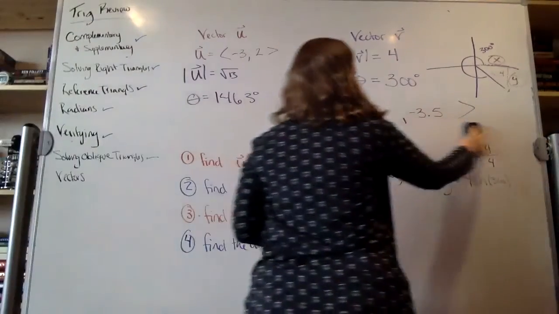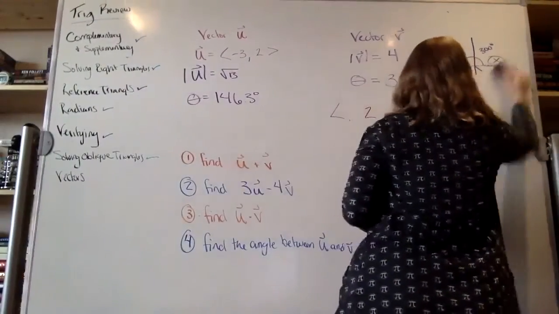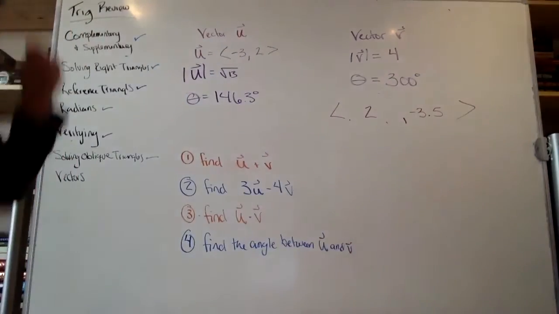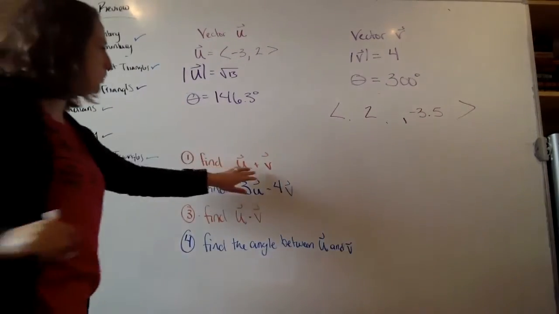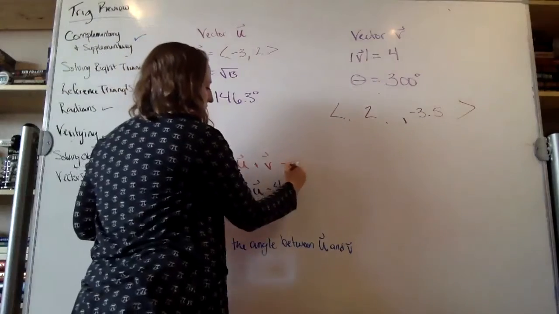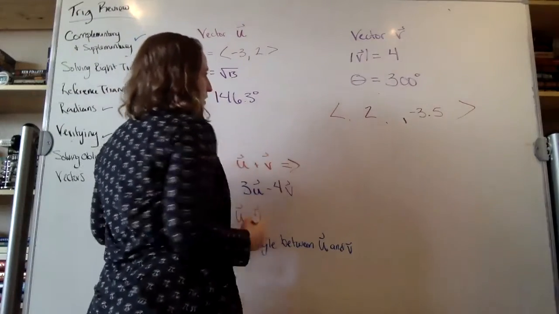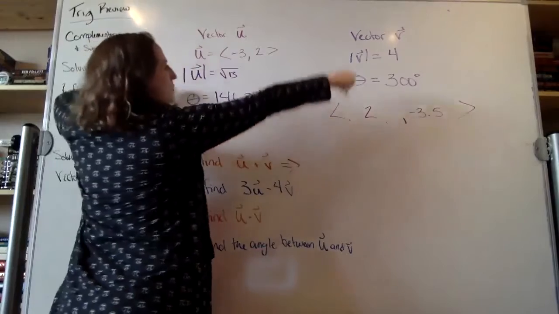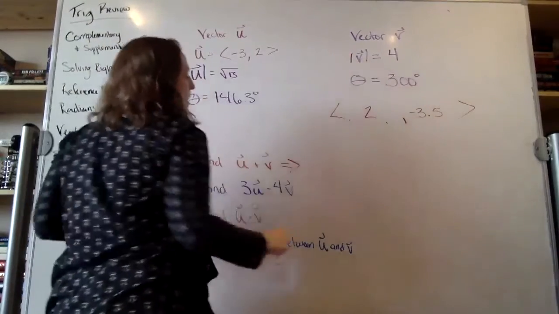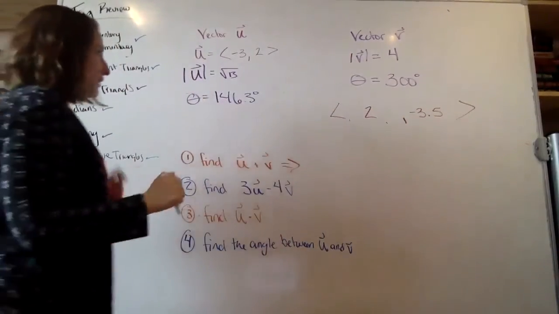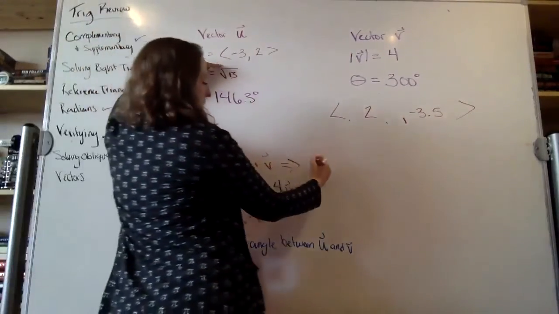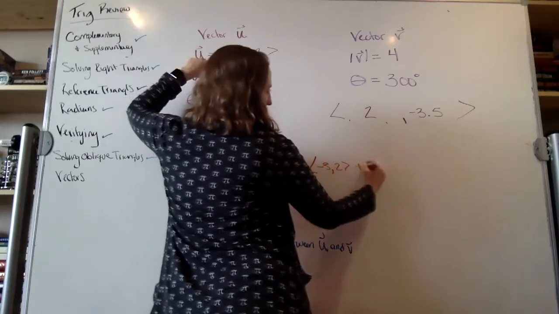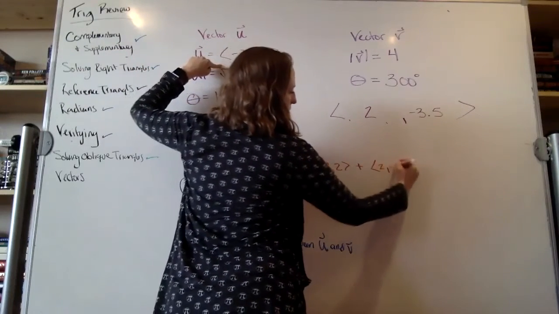Okay, so I'm going to erase. All right, so now let's answer these questions. First, we want to find u plus v. Well, to find u plus v, do we want to use our horizontal and vertical components, or do we want to use our magnitude and direction? It's going to be a lot easier to do this algebraically, meaning I want to think about u as negative 3, 2, and v as 2, negative 3.5.